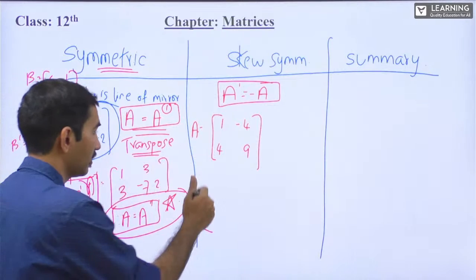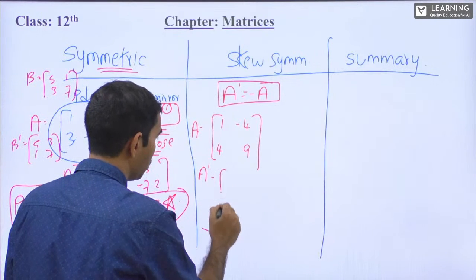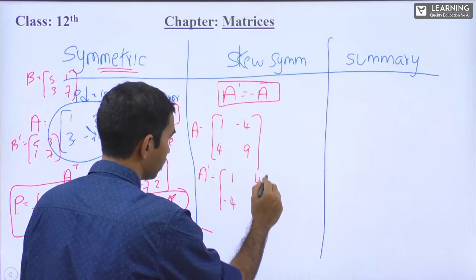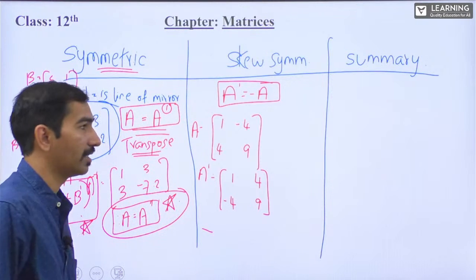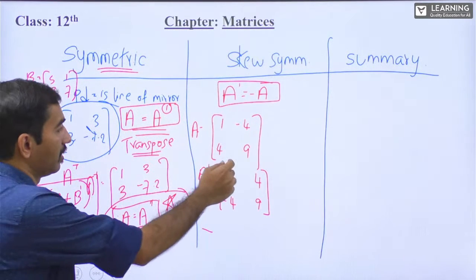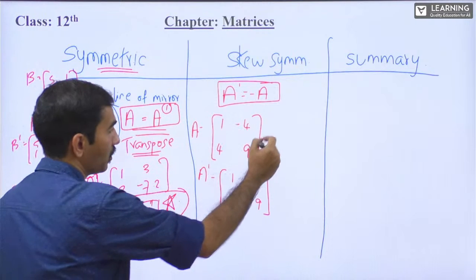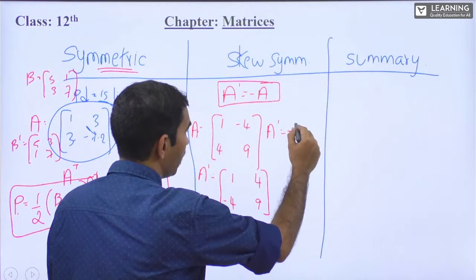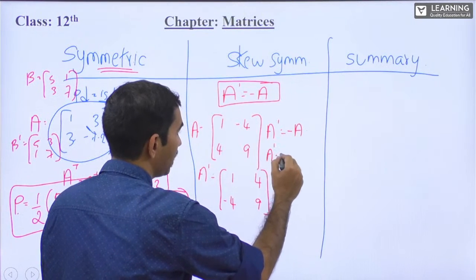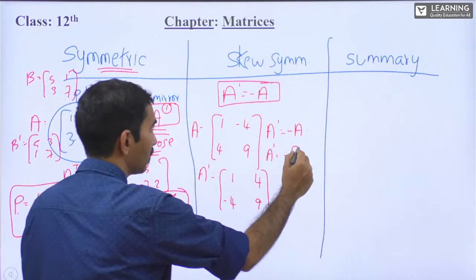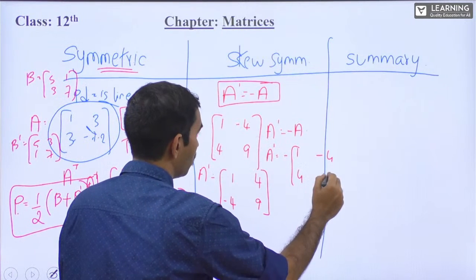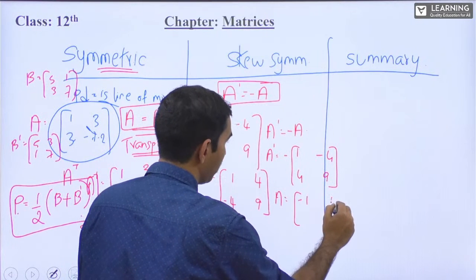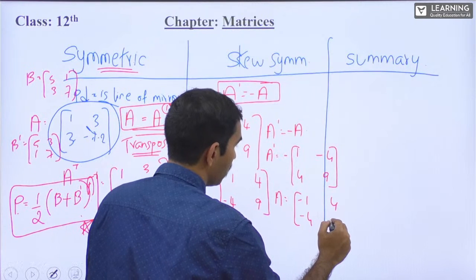We'll see what A dash is. A dash will be equal to 1, minus 4, 4 and 9. So this is our A dash. Is A dash equal to minus A? So now A dash we'll write as it is. A dash is equal to minus of A. So minus of A, what will we get? A dash is equal to minus of, what is the A matrix? 1, minus 4, 4 and 9. So this will become minus 1, 4, minus 4, minus 9.